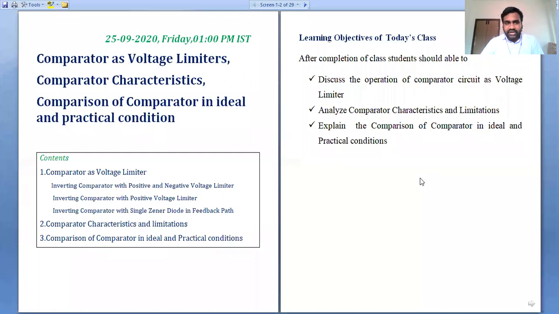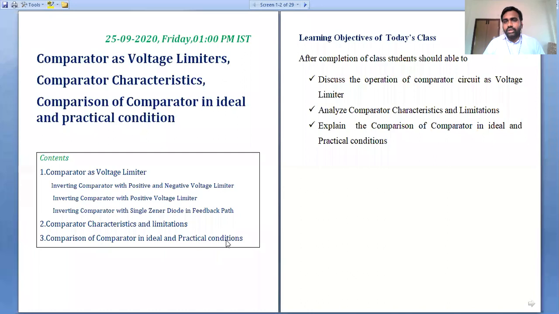In the morning class today, we started with the comparator as a voltage limiter, and we discussed comparator characteristics. In this class, we will discuss the characteristics of the comparator and its limitations, and we will compare the ideal comparator with the practical comparator. We will go through the Schmitt trigger, or regenerative circuit. It is the second application of comparators. The first application is the zero crossing detector, and the second application is the Schmitt trigger, or regenerative circuit.